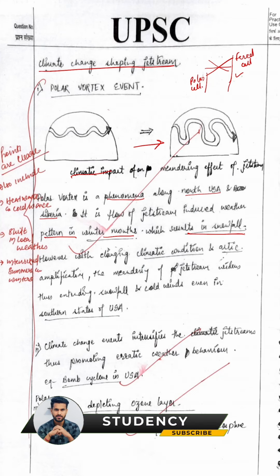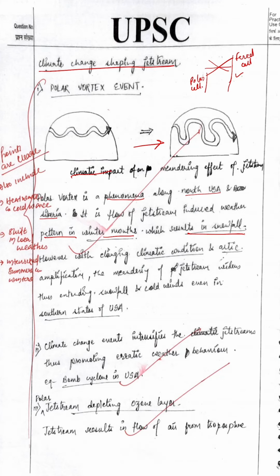For example, how the jet streams get affected because of climate change: the change in temperature, the change in the pressure gradient, the change in the moisture content, it can also be added. Okay, the change in the air mass conditions. So this should be added here. Now, however, with the changing climatic conditions and Arctic amplification, the meandering of the jet stream widens, thus extending snowfall and cold winds even in the southern states of the USA. So this condition is being provided.